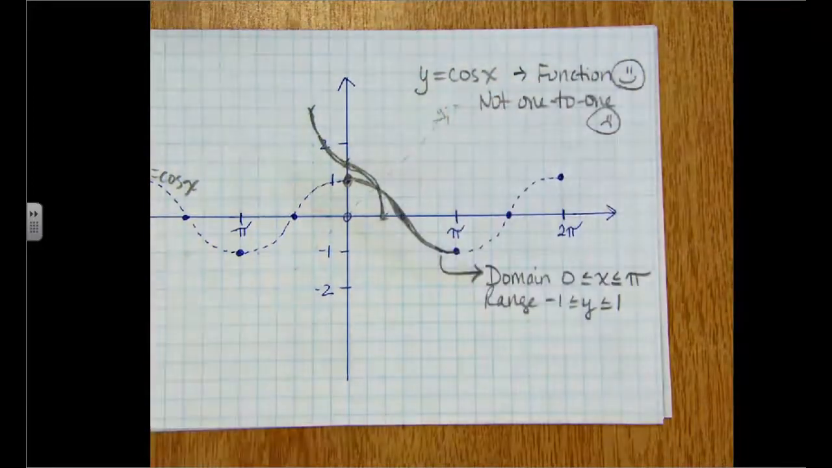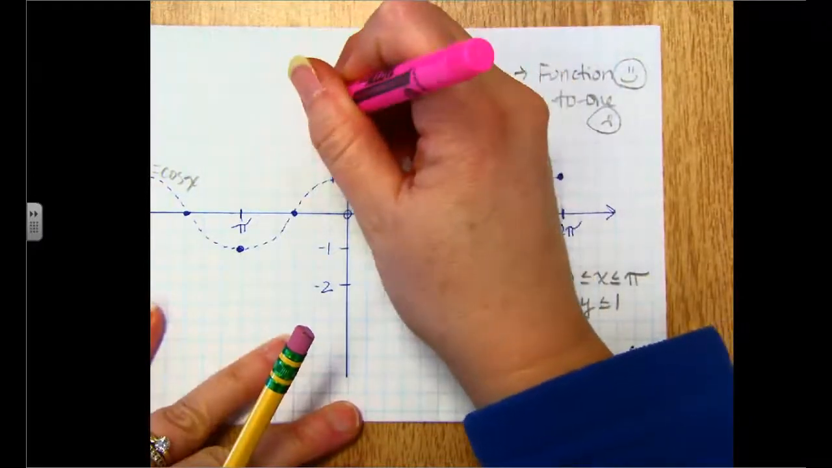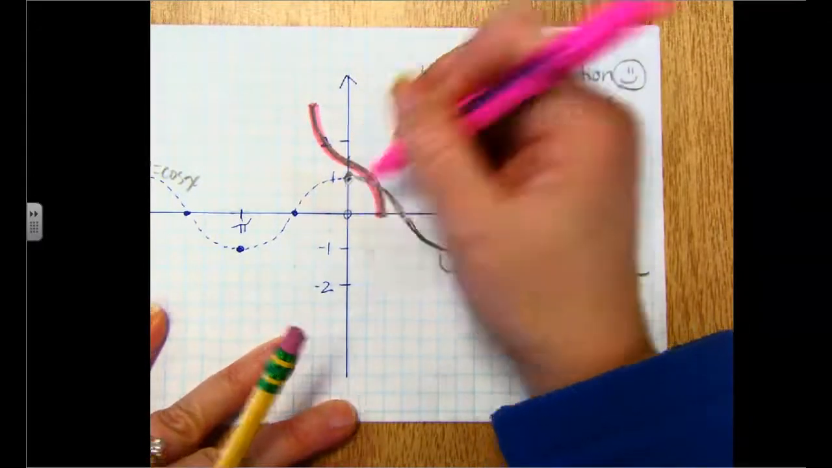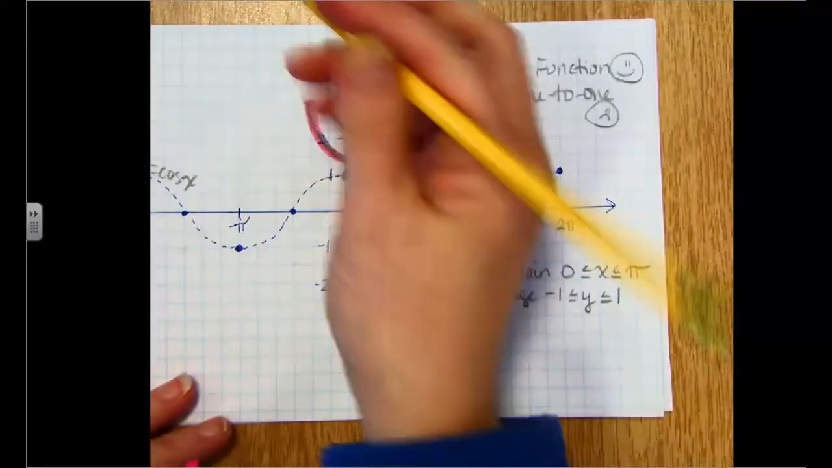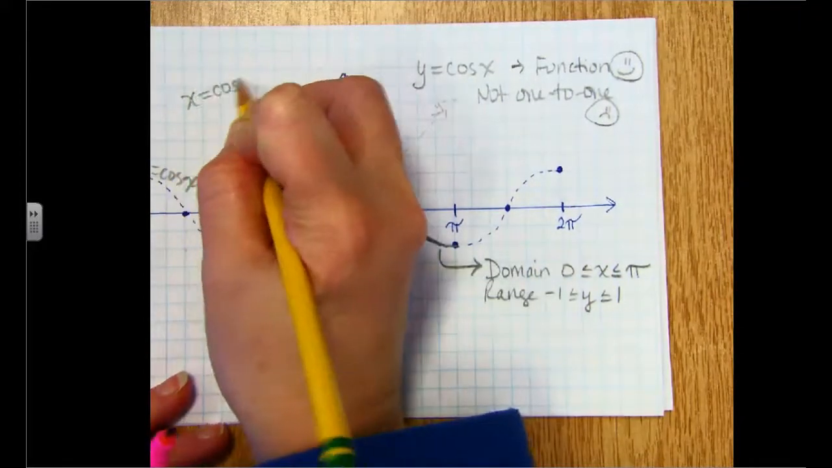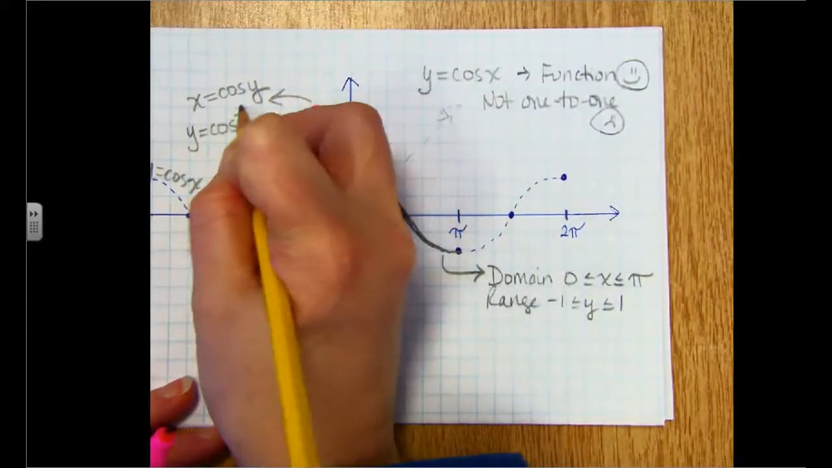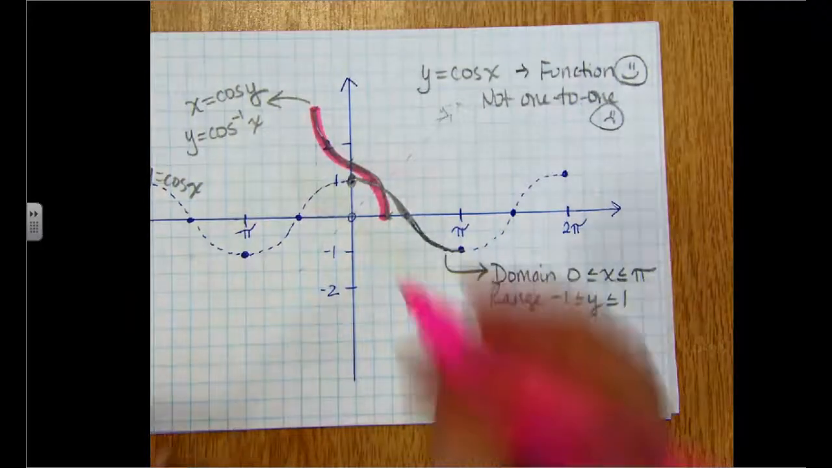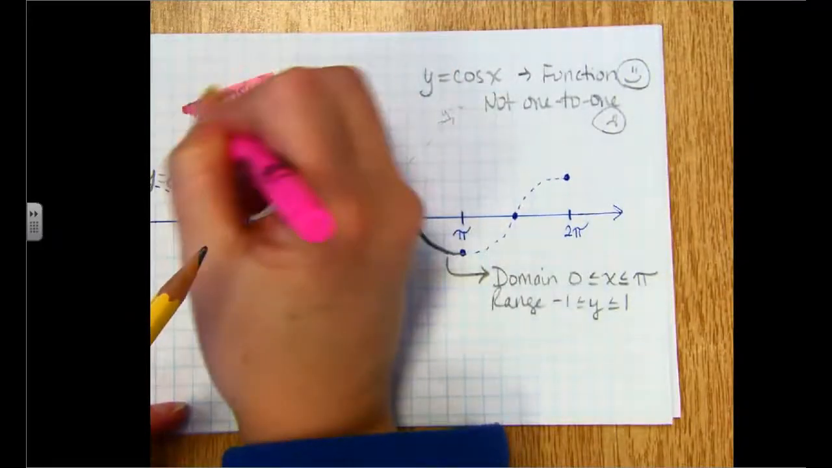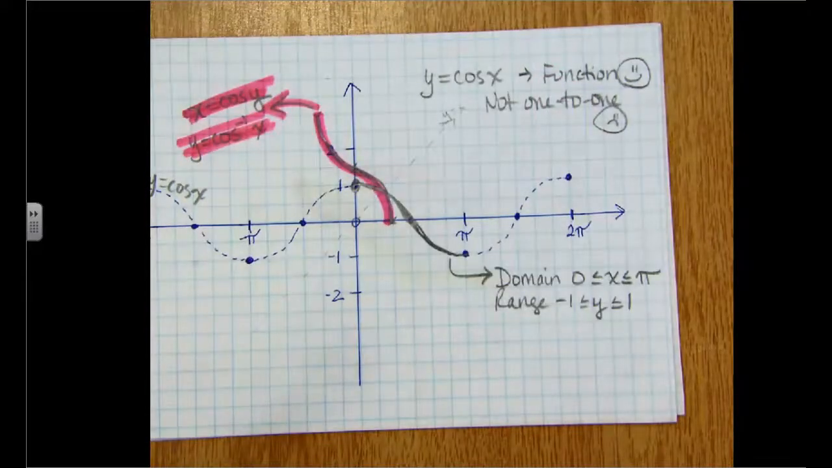Again, I'll take a highlighter to emphasize which one is my inverse. Again, because it's an inverse, I switched x and y, so I could simply call it x equals cosine y. The problem is we can't graph that because everything we graph is a y equals, so I'm really going to call it the inverse of cosine x. Y equals inverse cosine x. There we go.